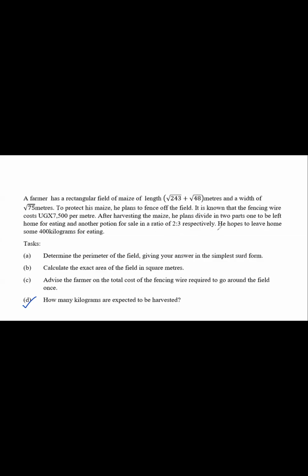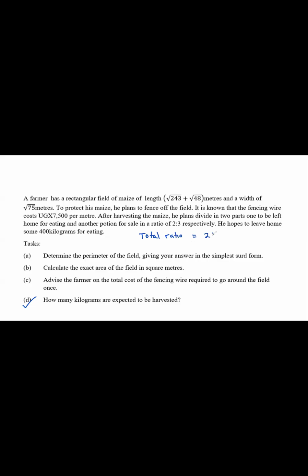Okay, Eric is still thinking. I think you get the total kilograms for the harvest to be shared in a ratio 2:3. Do that by adding the total ratio, 2 plus 3. Okay, good. So you first get the total ratio.